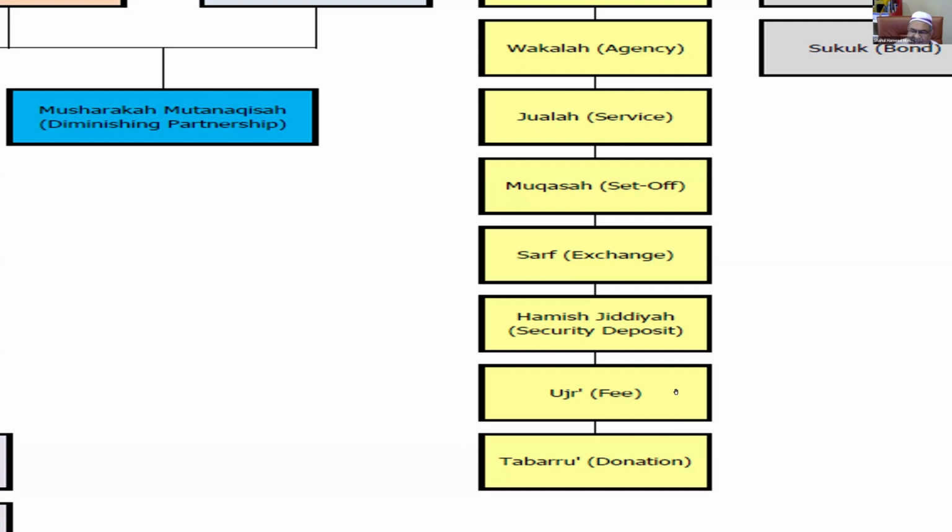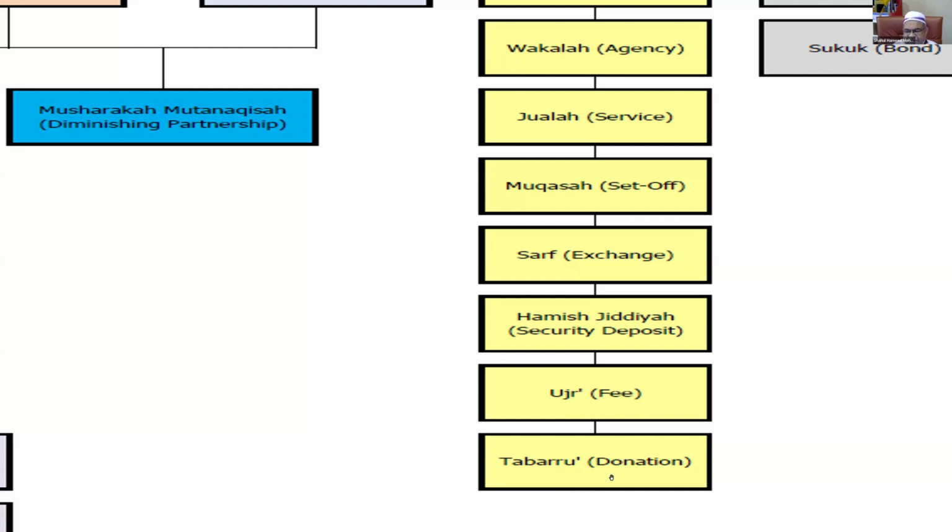Last time they decided to have a withdrawal fee, everybody was against it. So the government said, okay, you have a fixed fee per year. If you pay 12 ringgit per year, unlimited withdrawals. If you don't pay the 12 ringgit, you get 4 withdrawals free, the others we charge you. So this is Ujra. The bank can charge a fee for any halal thing they do. For example, remitting your money, they can charge a fee. So this is an Ujra contract.